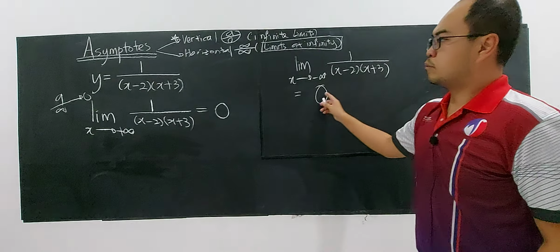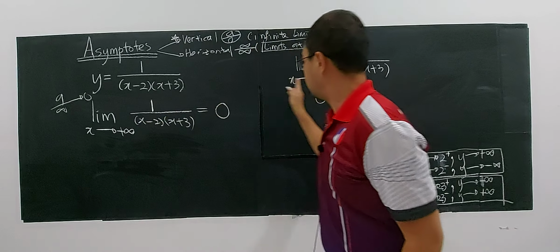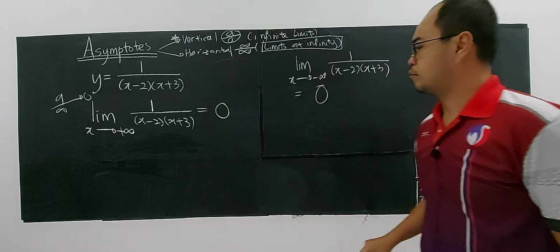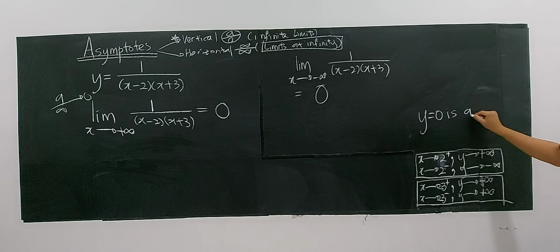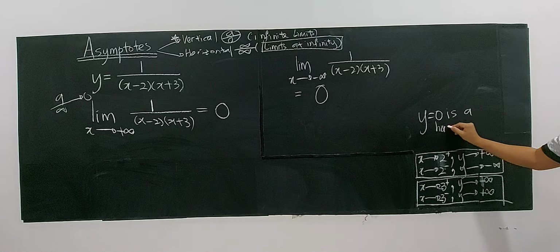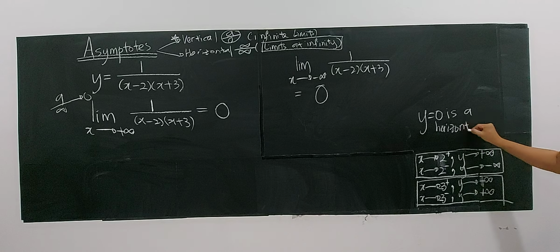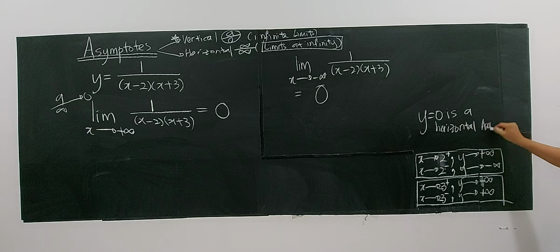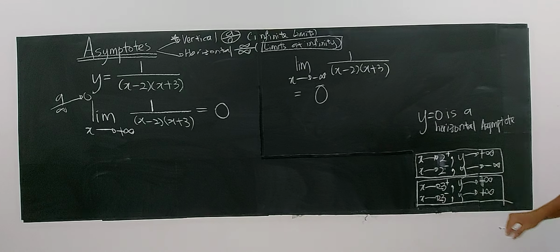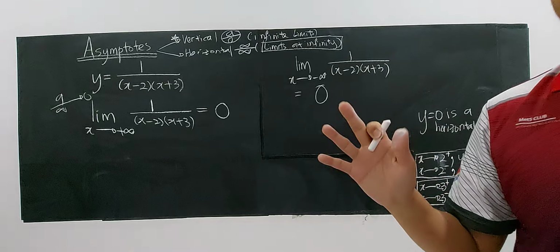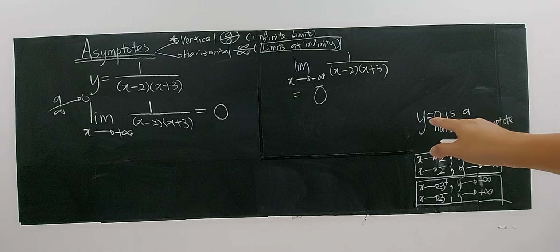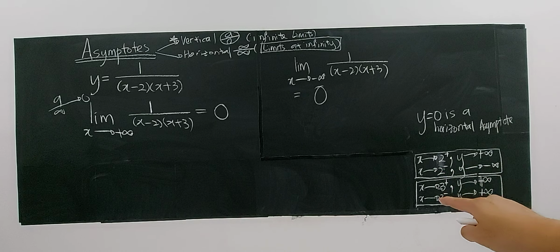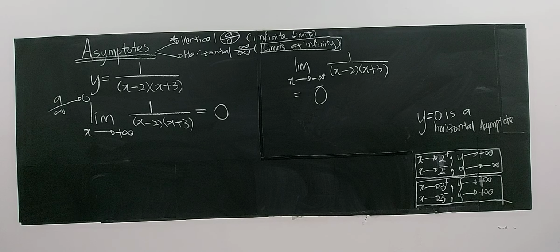So it means that for both limits at infinity, you're getting the value of 0. That means y equals 0 is a horizontal asymptote. So there are 3 asymptotes in this case. One is the horizontal asymptote, and x equals 2 and x equals -3 are the vertical asymptotes.